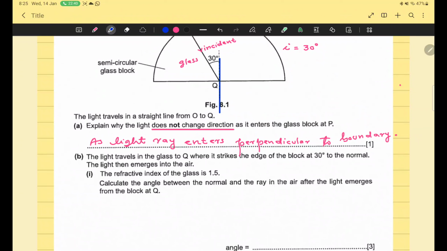And in this question, you have to calculate the angle of refraction. But the light is traveling from glass into air. Nevia, I taught you, when the light is traveling from glass to air, what is the formula of refractive index?